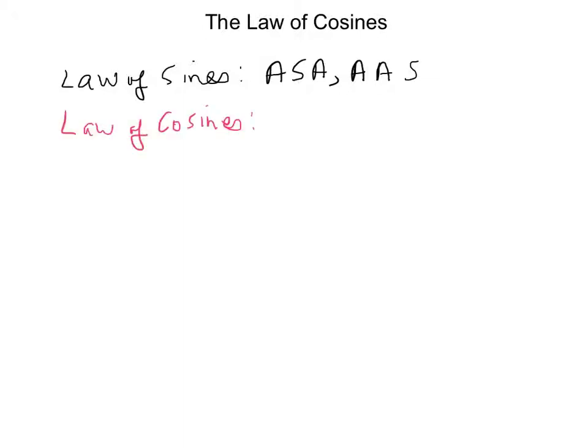So the law of cosines is used when we have side angle side or side side side. And here is what the law of cosines states. I'll write it out, and as with the law of sines, we're not going to prove this. Proofs are in the book. Your teacher may prove it. So we're just going to look at how we use the law of cosines.